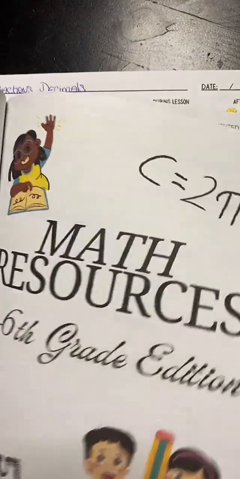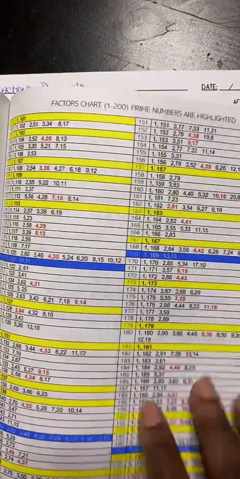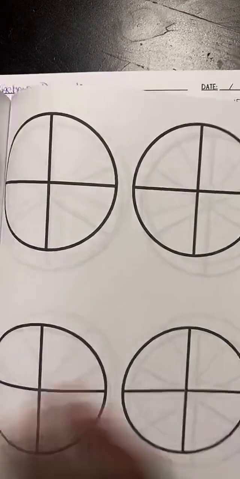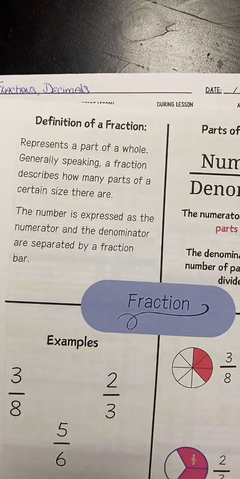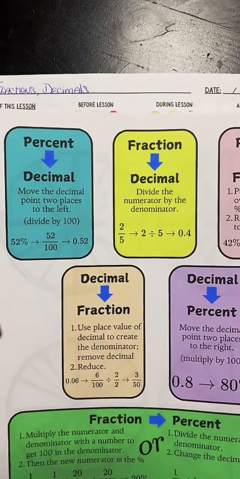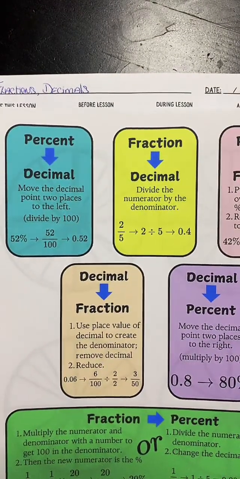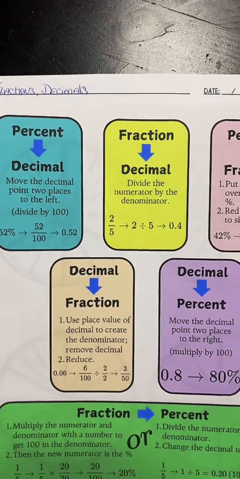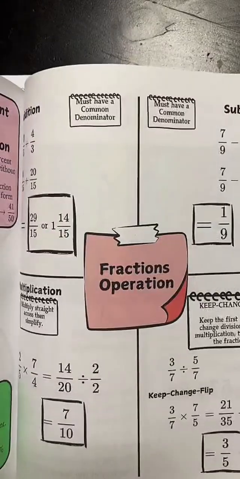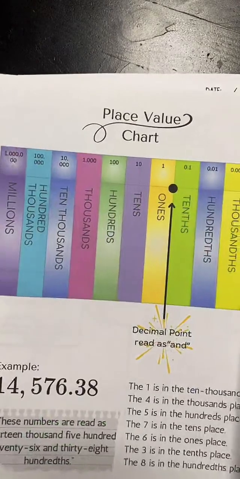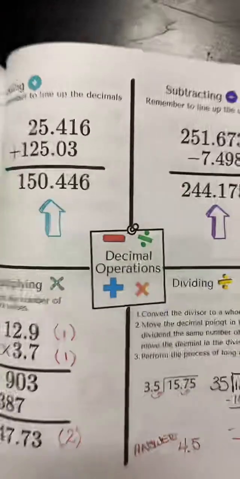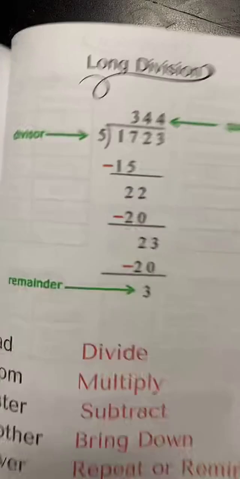So they have the resources. They still have the factor sheet. They also have things about fractions. And then we have the whole from decimals to percent to decimals to percent to fractions. All that stuff is here. Fraction operation. Then we got our place values, decimal operations on the other side, estimating and rounding.